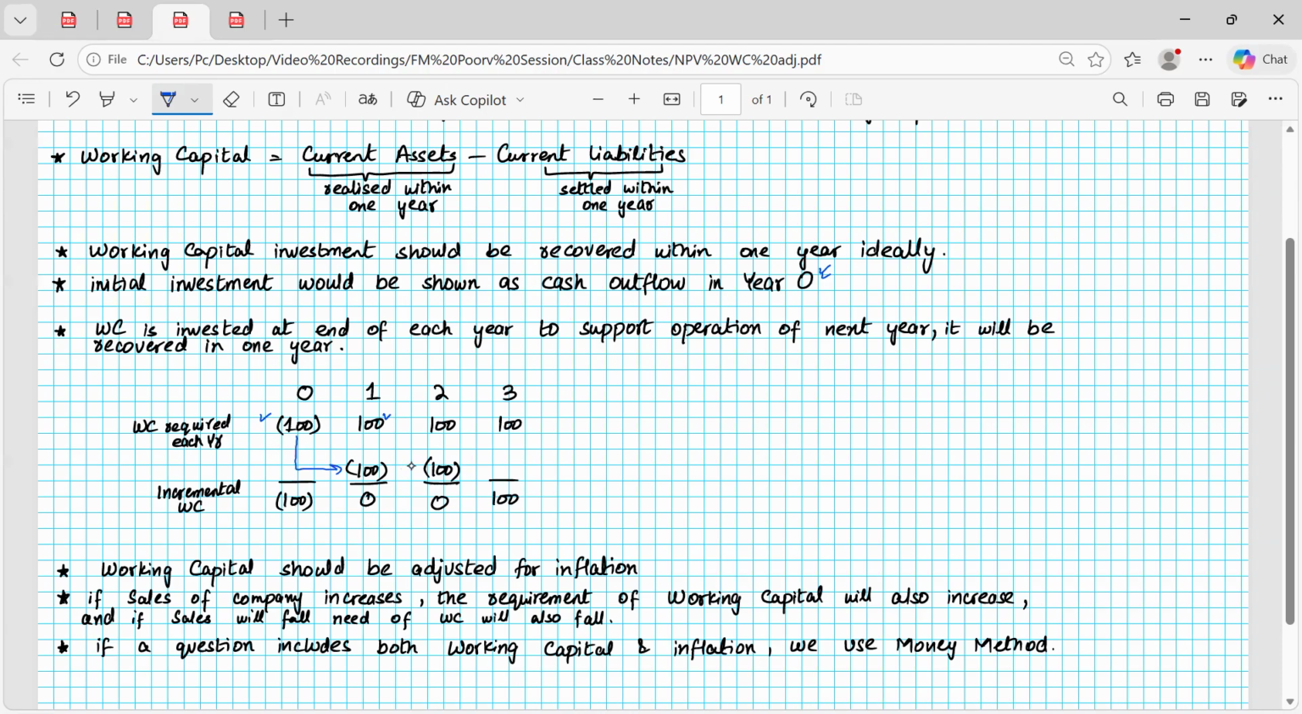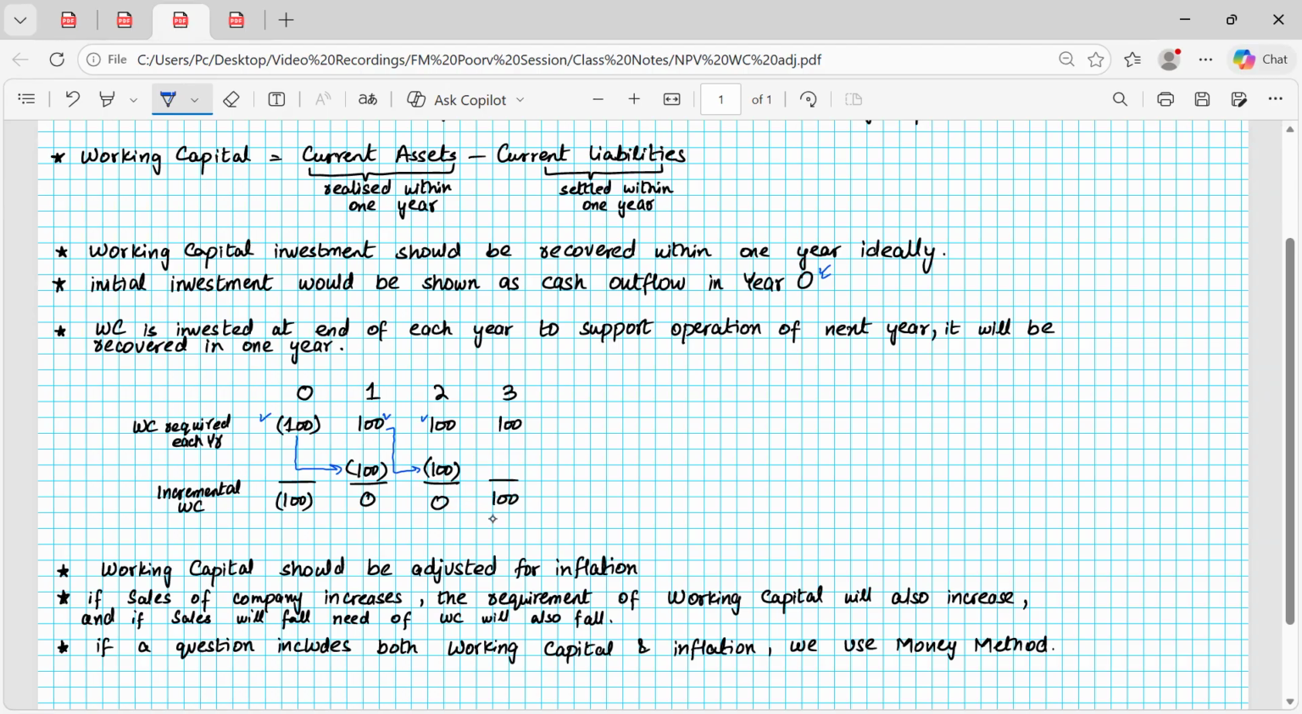Okay. Similarly, to support the activities of year two, you need to spend $100 in working capital. But you will recover year one's working capital in year two because you recovered it in one year's time. So again, the incremental working capital is zero. And for the last year, you need to spend $100 to support the operations of year three.